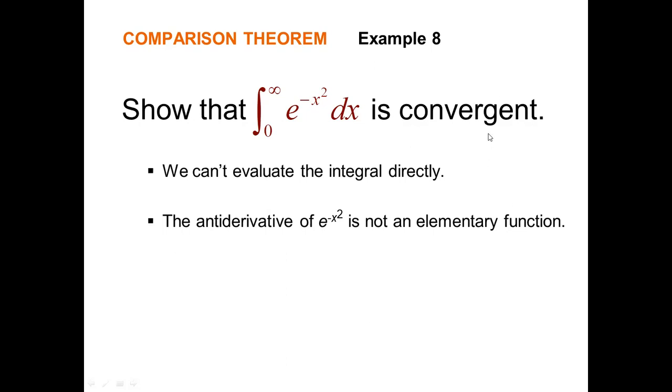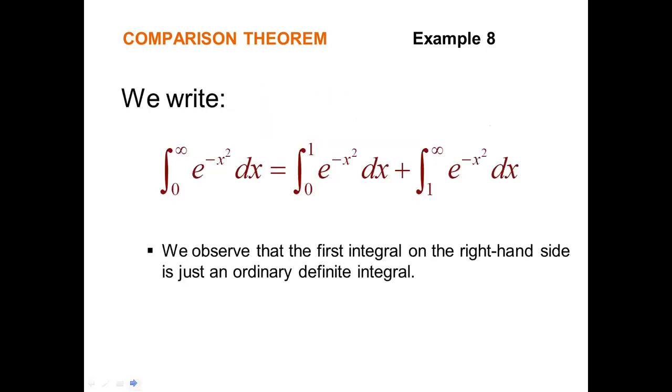So there's no need for us to determine the value. We just simply need to know whether the function is convergent. It says here we can't evaluate it, and the antiderivative of e raised to negative x squared is not an elementary function. I've stated already. So what do we do now? We can write the integral of e raised to negative x squared from 0 to infinity in this manner. We split it: 0 to 1, same function, added to the integral using the limits 1 to infinity. The upper limit of the first is the lower limit of the second, and the sum of these two integrals is the same as the original.